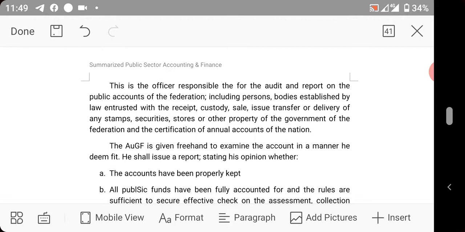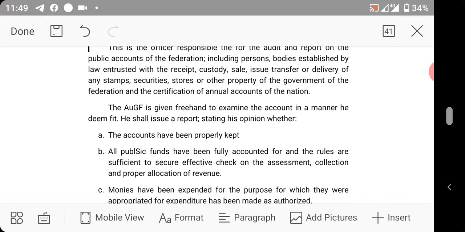So you don't dictate for him what to do. You don't tell him what to do either. So he decides what he wants to do and does the same without being queried. Now, in his opinion, having examined the accounts, he will state that the accounts have been properly kept. You know what we mean by accounts being properly kept?